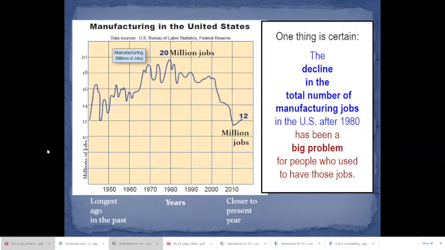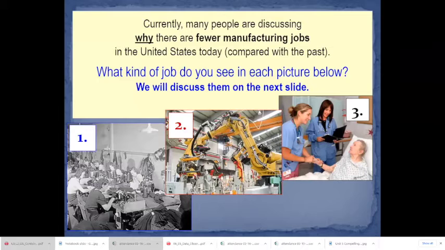What we do know is the decline after 1980. And that's a huge problem for the people that were in those manufacturing jobs. And so, some of the kids will have stories. They're going to say, yeah, my grandpa was laid off or whatever. You have to regulate how much you're going to allow that sharing, because it can take over your classroom. So currently, why are there fewer manufacturing jobs?